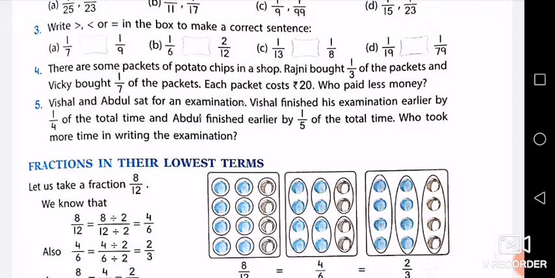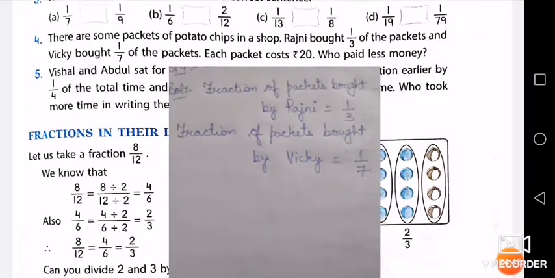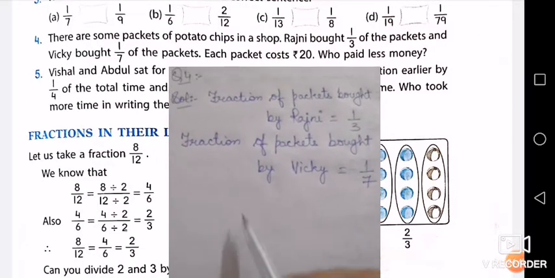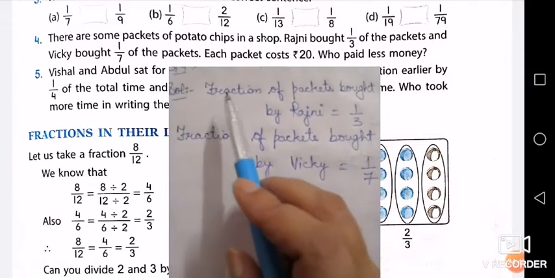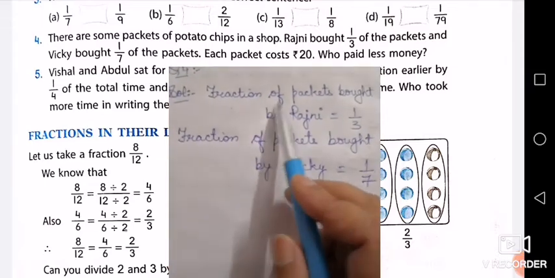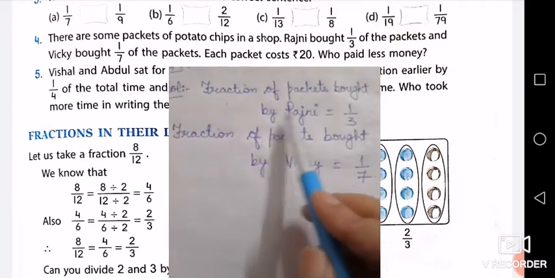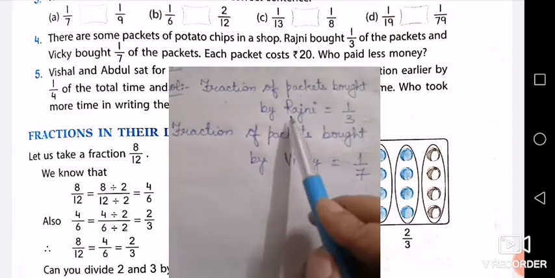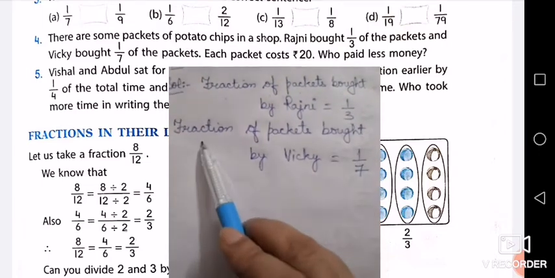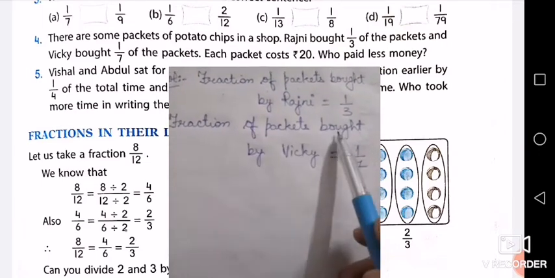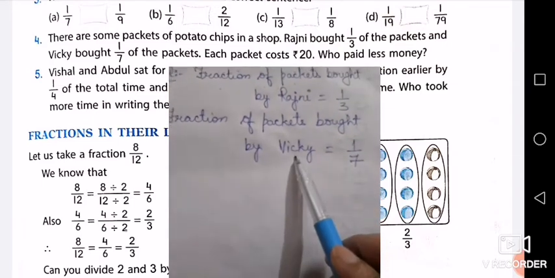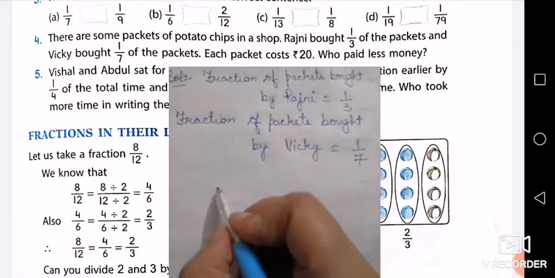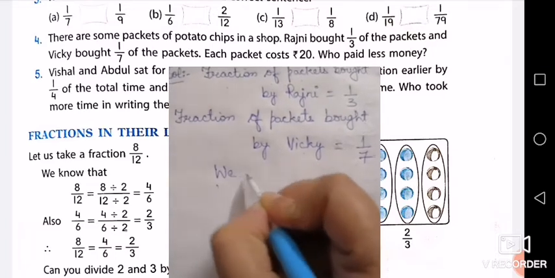So quickly I will tell you what statement you are going to write. Children, as you can see in this question number 4, the statement will be: fraction of packets bought by Rajni, that is 1 by 3, and fraction of packets bought by Vicky. So here we know that, what do we know?